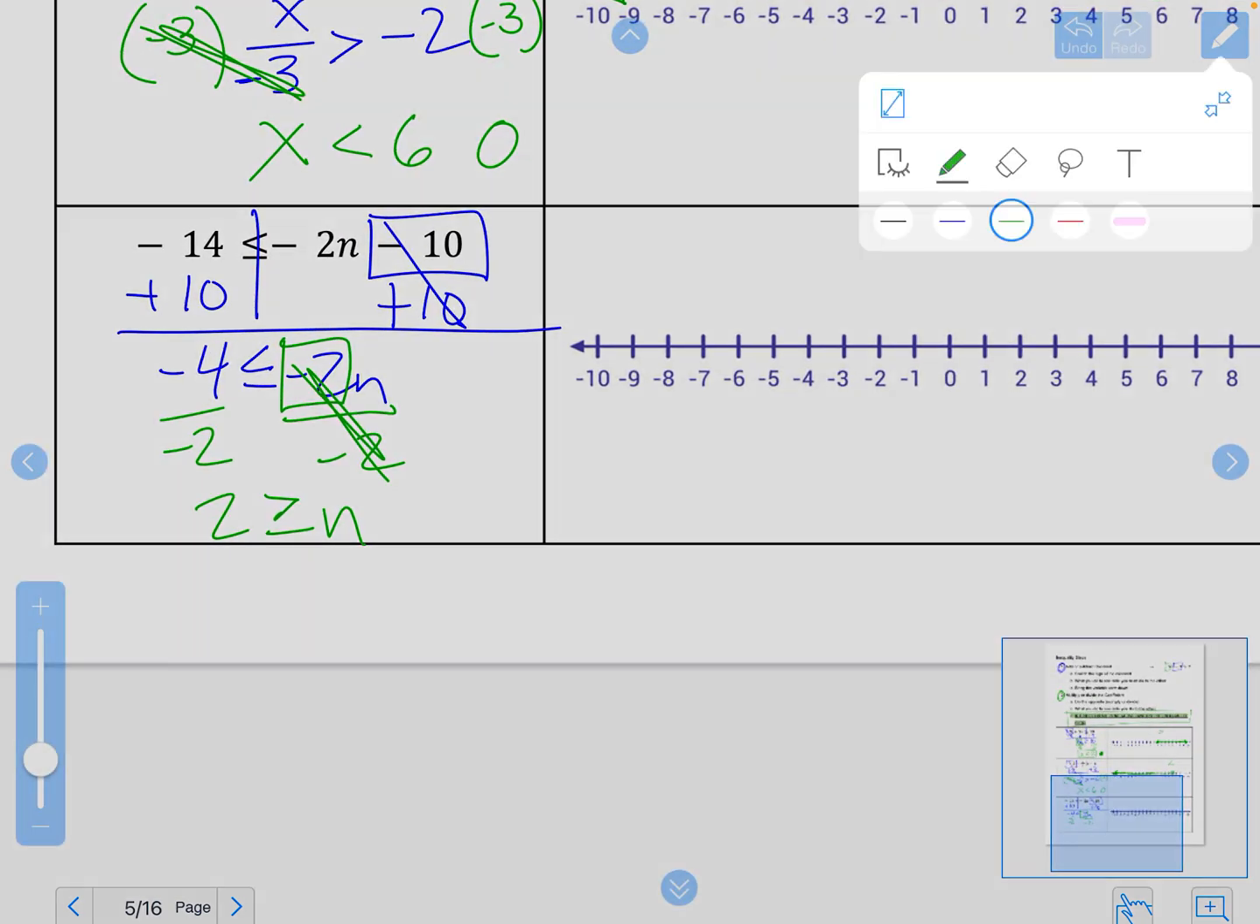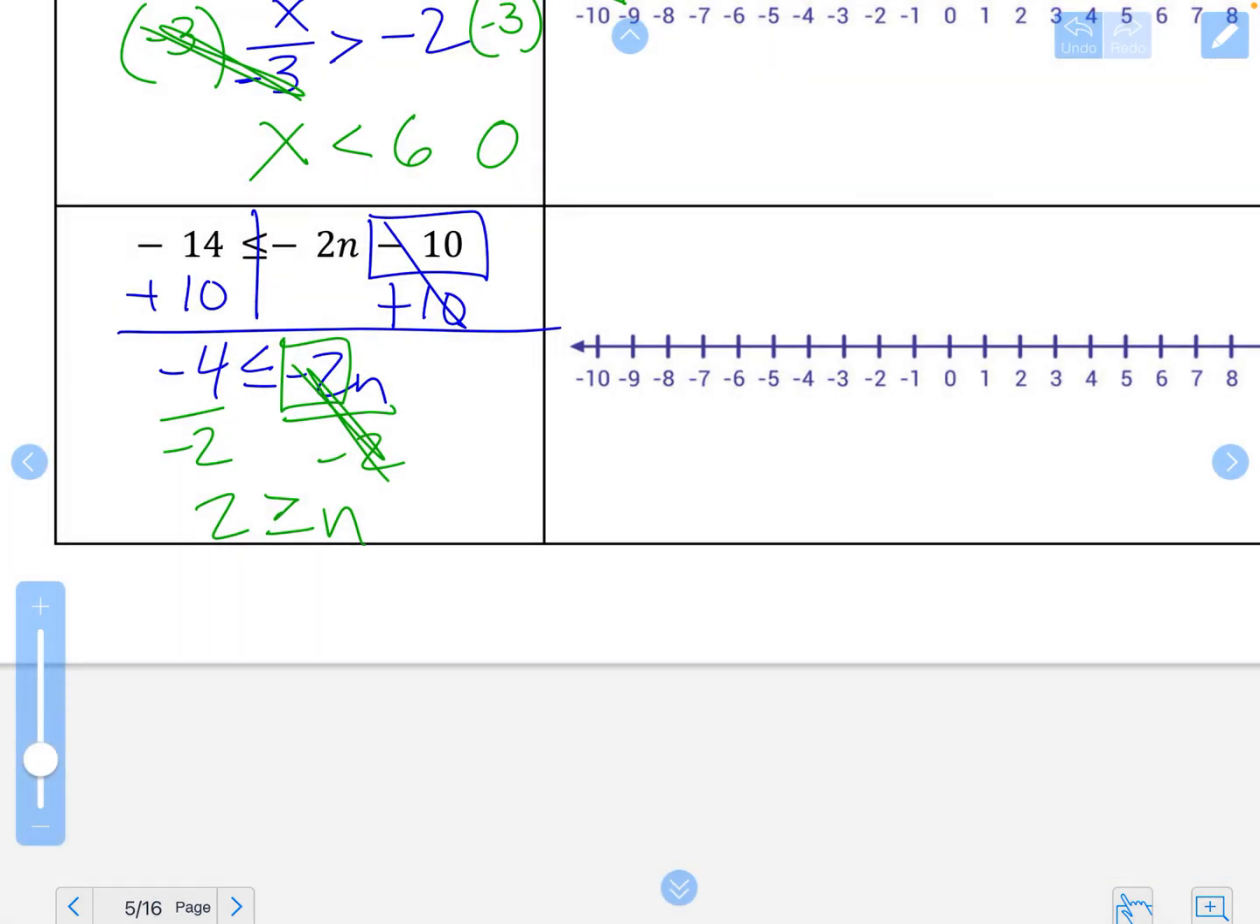Now, one small little quirk about inequalities is I always need the variable on the other side. So when I put the n on the other side, what I need to do is flip the inequality again. And then I need to write down my 2.